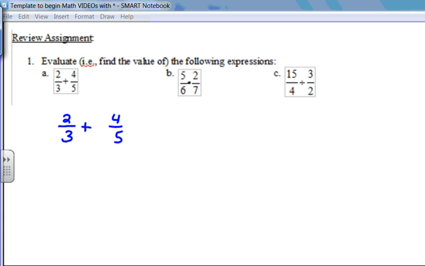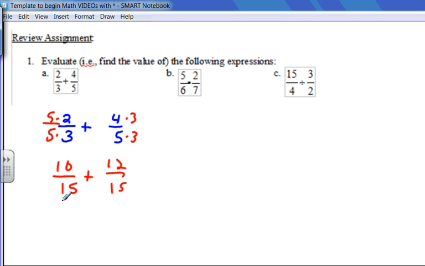On this first problem, when we add or subtract fractions, we do need common denominators. So in this problem, the common denominator would be 15. We can rewrite the first term as 10/15, and we can write the second term as 12/15, for a final answer of 22/15.